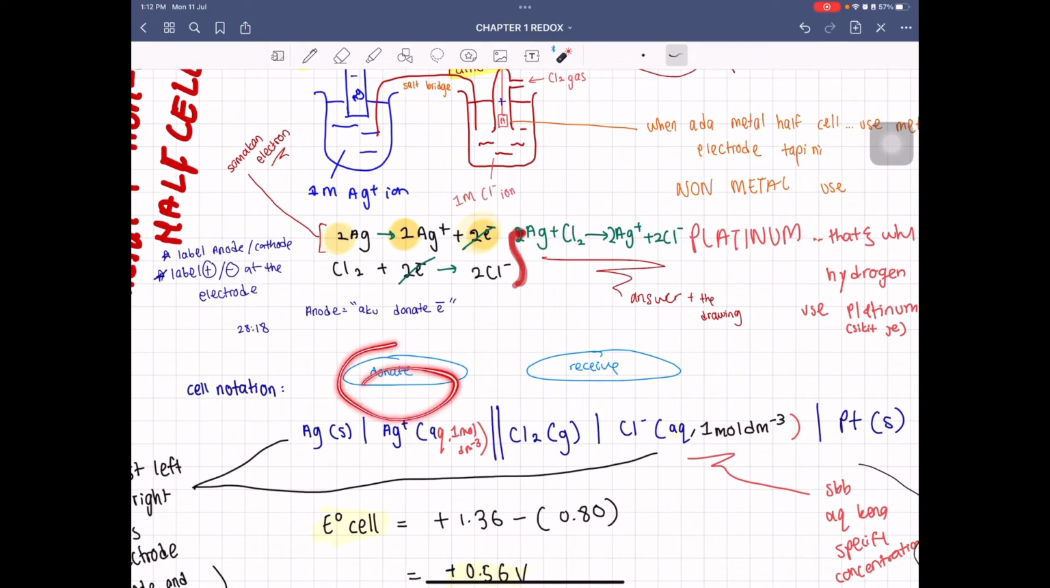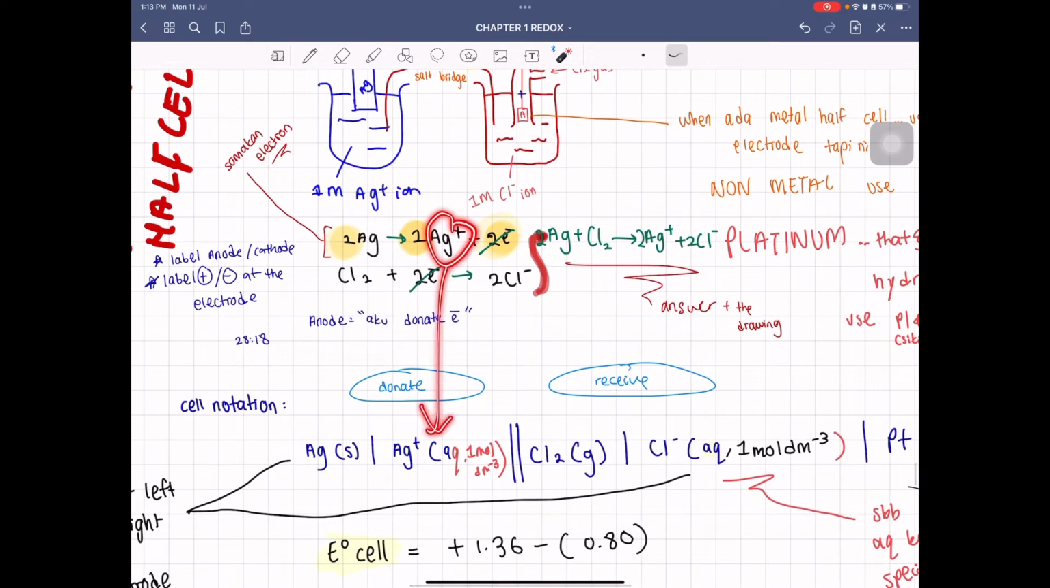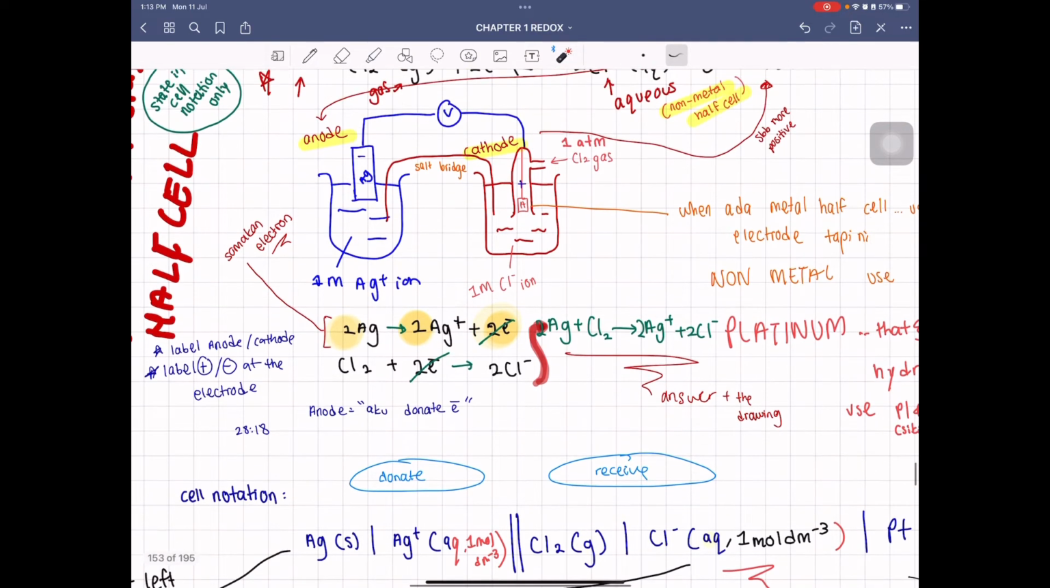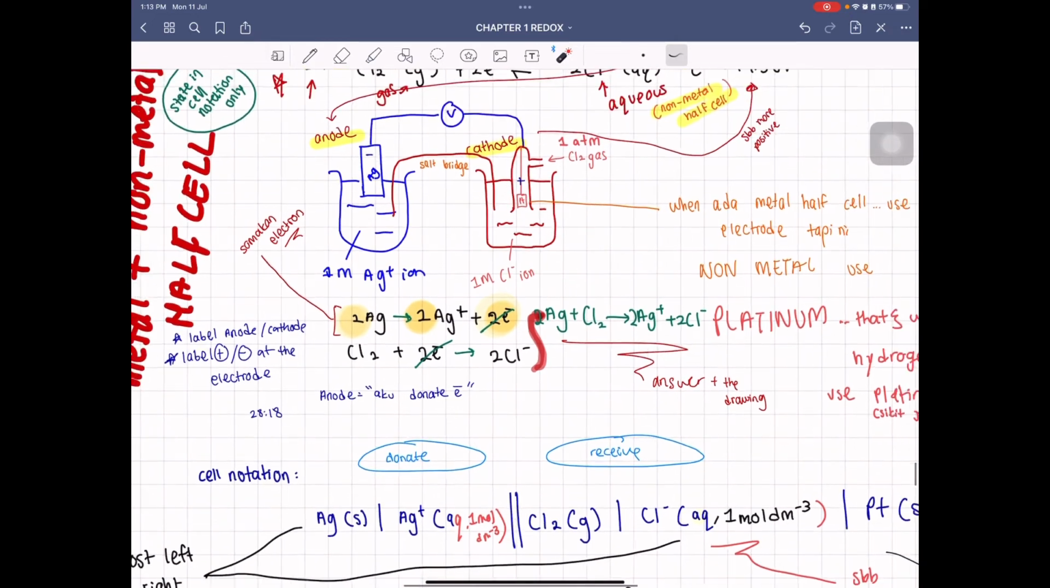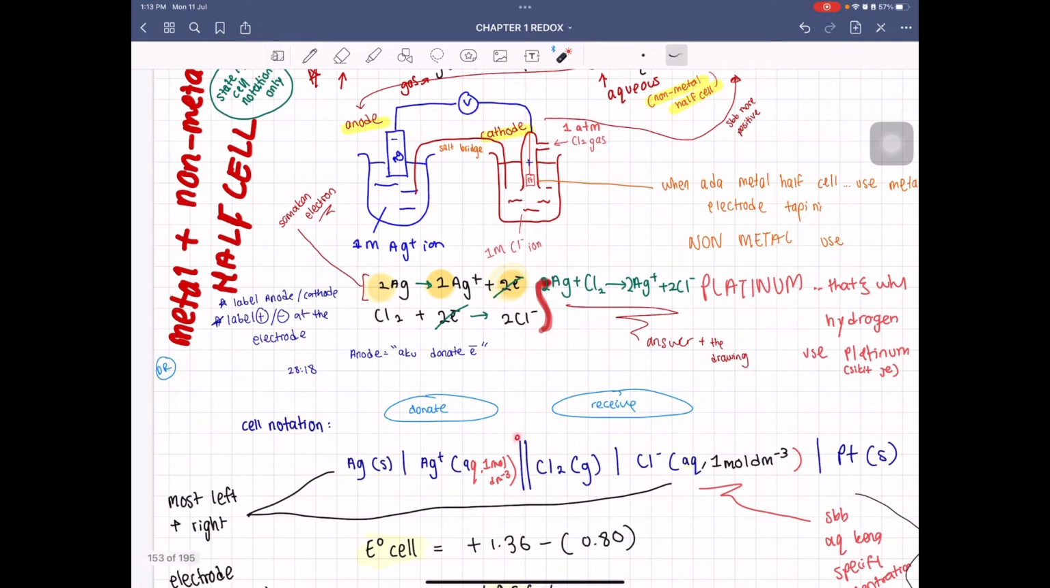So same thing, cell notation. So you have your donating and your receiving end. So donating end, mana yang donate? Dia donate, the electron must be further away from the arrow ni. You need to donate electron. So before donating, it's normal silver solid. After donating, it turns into silver ion. And remember, if it's aqueous, you have to specify your concentration. And then baru you buat 2 lines here. Ini 1 line, ini 2 line.